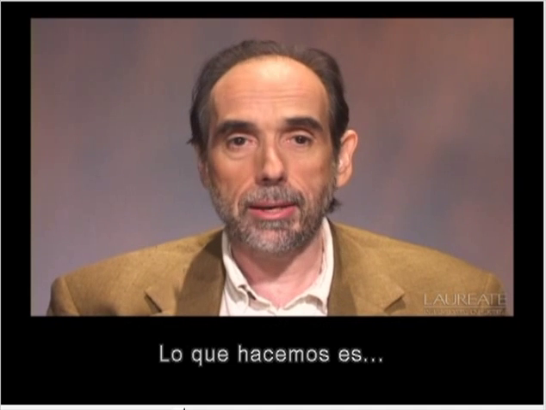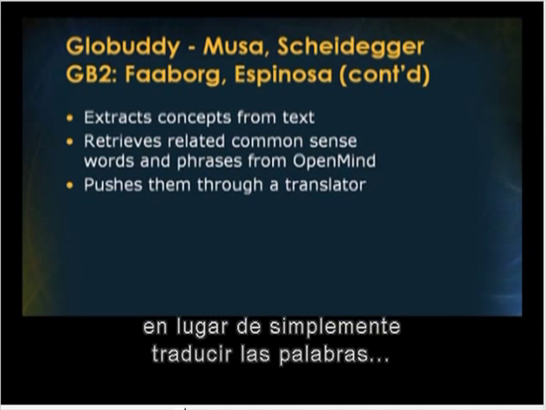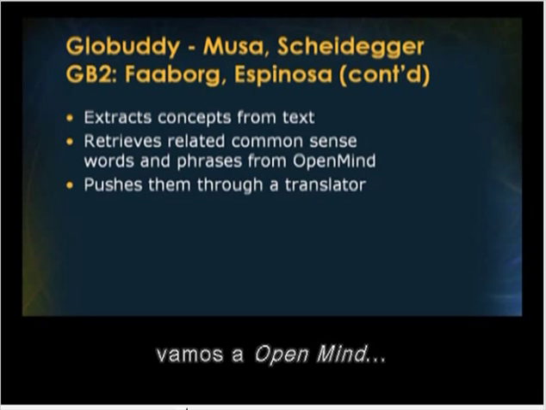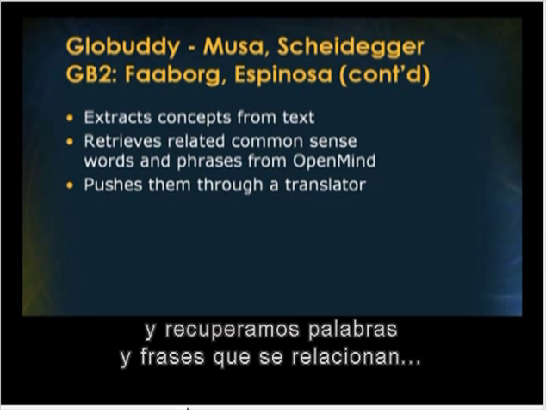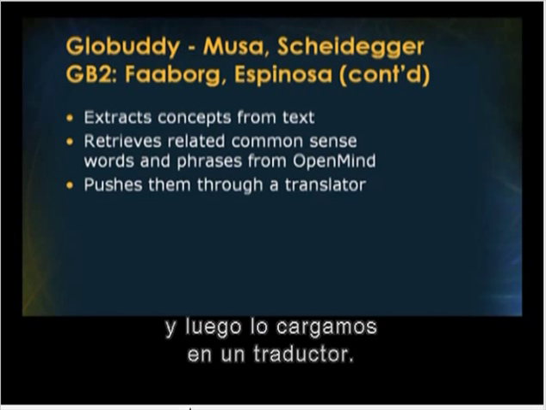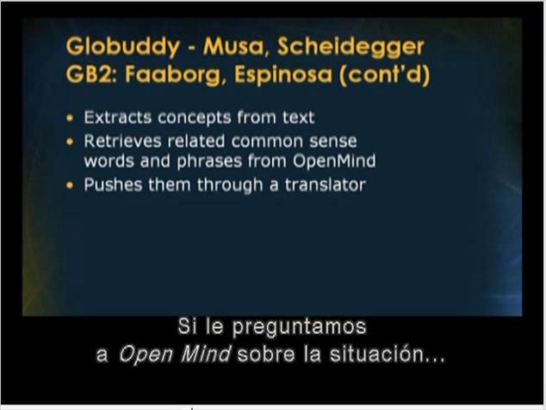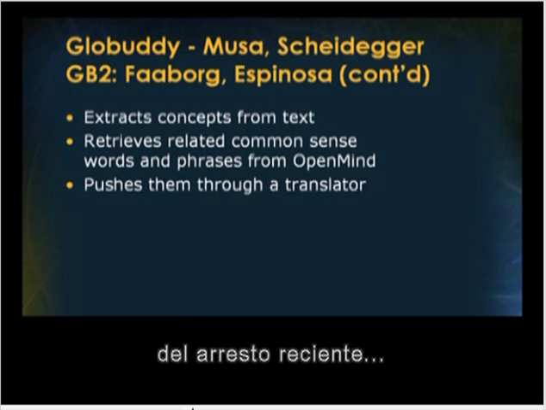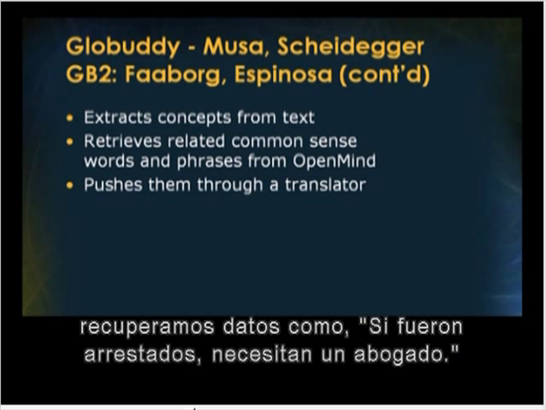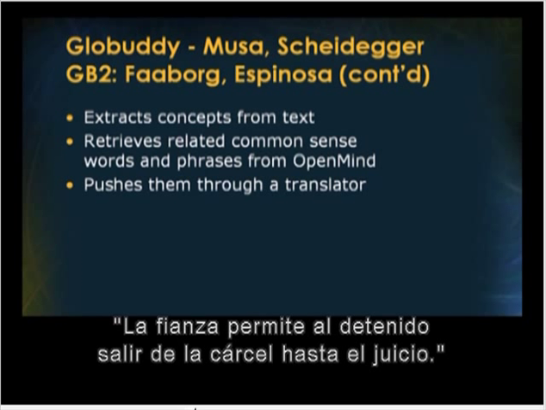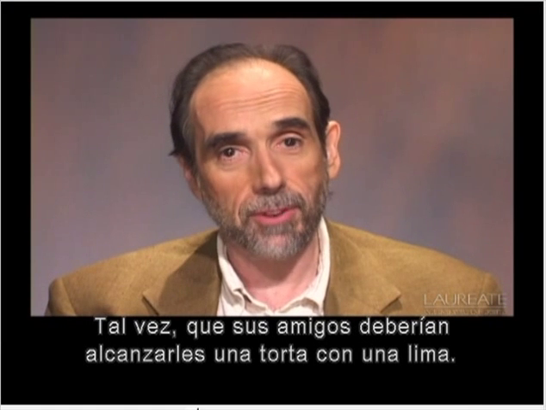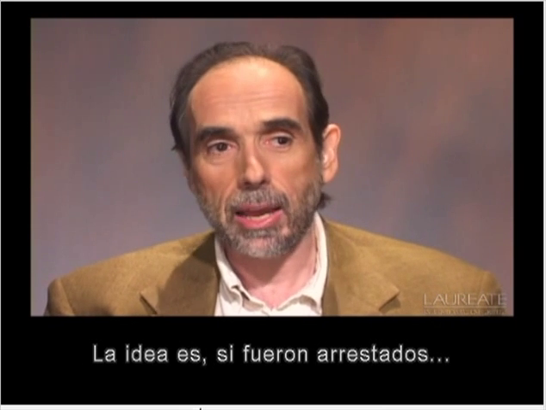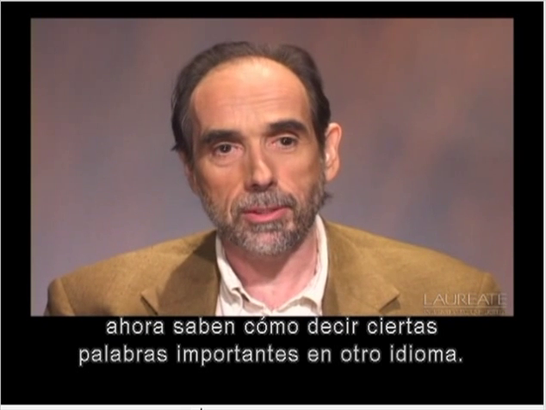So what we do is, instead of just translating the words, we go off to OpenMind, we extract concepts from the text, and we retrieve related common sense words and phrases from OpenMind, and then we push it through a translator. If we ask OpenMind about the situation that you've just been arrested, we retrieve facts like, if you're arrested, you need a lawyer. Bail is a payment that allows an arrested person to get out of jail until a trial. Maybe if you're arrested, you should get your friends to bake you a cake with a file in it. The idea is that there you are, you've just been arrested, and now you know how to say lawyer and bail and all the important words in the foreign language.